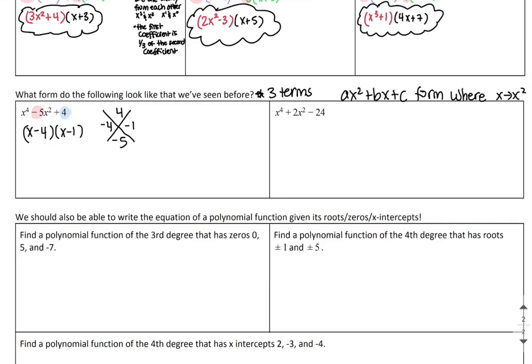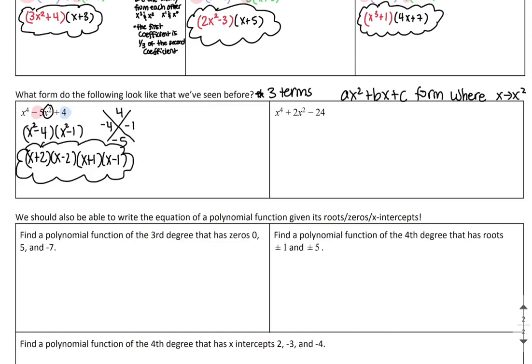But in this case, I actually have x squared instead of x. So everywhere I see an x, I'm going to replace it with x squared. So I have x squared minus 4 times x squared minus 1. And if I FOILed that, I would get this thing. I can factor this a little bit further to be x plus 2 times x minus 2, since x squared minus 4 is the difference of 2 squares. And then the second thing, x squared minus 1, also breaks down into x plus 1 times x minus 1, and this is my final answer.